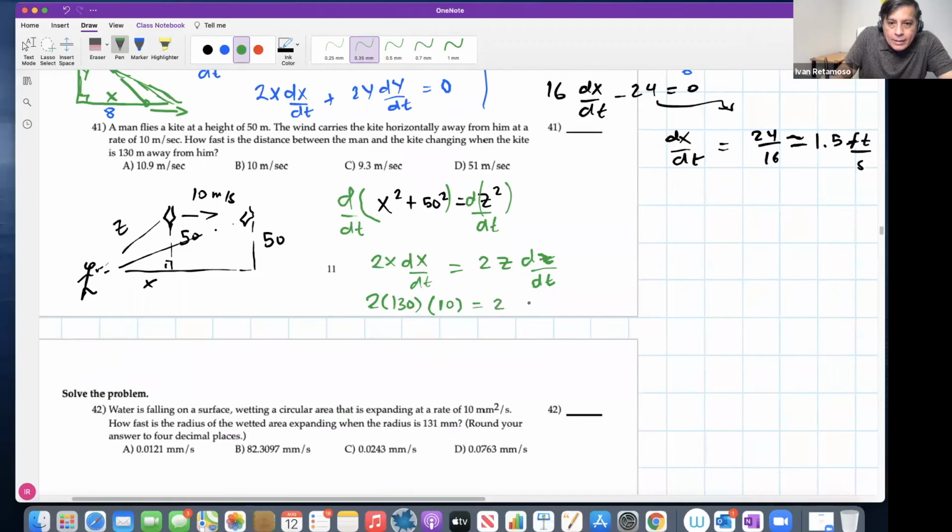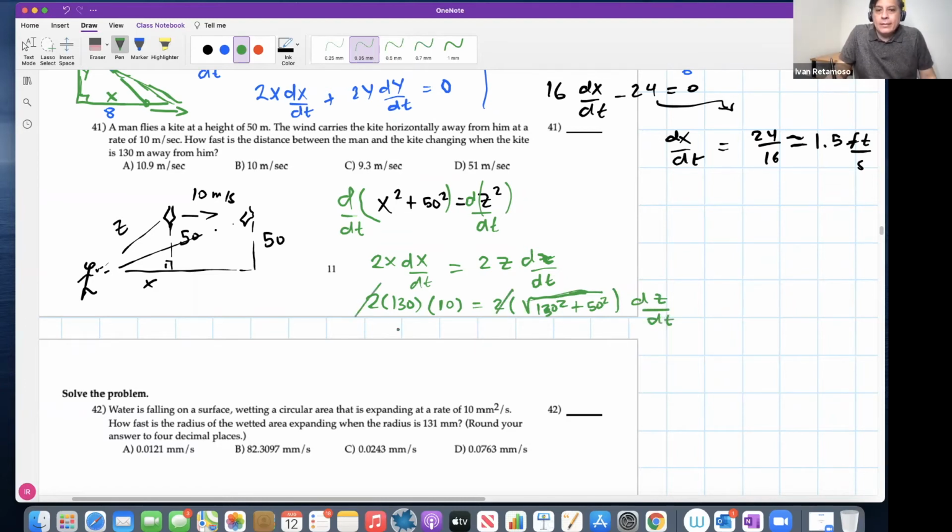And here twice z. What is z? Well, when this is 130 and this is 50 always, z will be the square root of 130 squared plus 50 squared, using the theorem of Pythagoras, right? Very good. And then this dz/dt. From there you can find dz/dt.